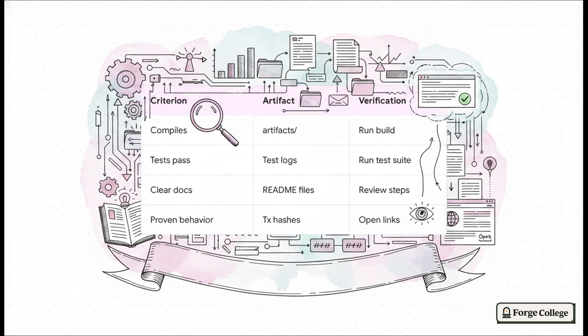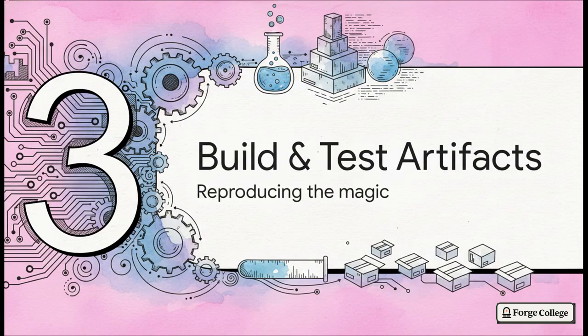It maps out exactly what criteria the reviewer wants, the physical artifact you have to provide, and exactly how they'll verify it. If tests need to pass, provide the test logs. If enhanced behavior needs proving, well, hand over the actual transaction hashes. It's just a completely transparent contract between you and your reviewer. No surprises.